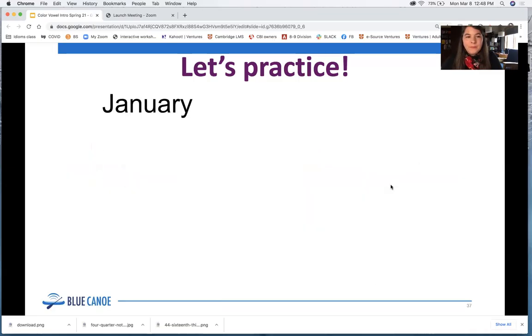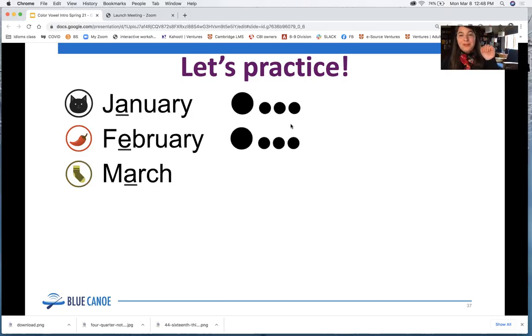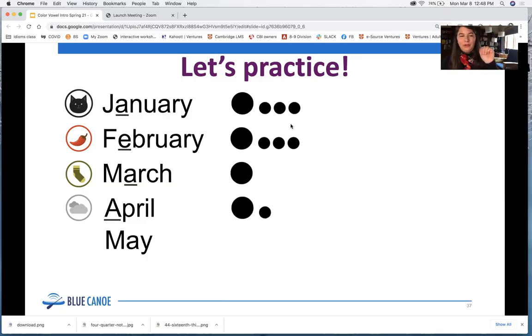Now, black cat, January. That shows you the stress pattern. Okay, let's do it again. I want you to see it visually. Red pepper, February. How about this one? Olive sock, March. Gray day, April. Good. Gray day, May. That's easy.